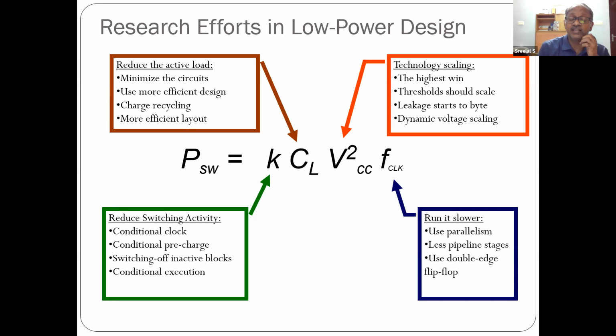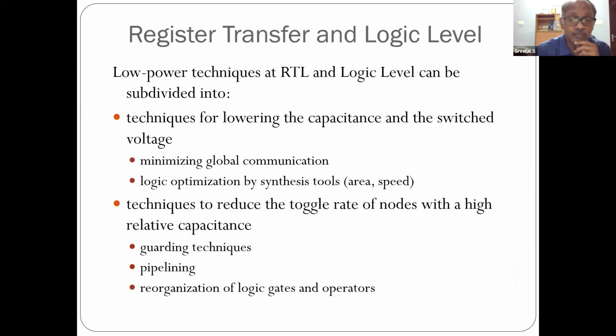Then dynamic voltage scaling is another step which can be used. Then FCLK, basically the clock frequency: run the chips at a lower pace, use parallelism, use pipeline stages, use double-edged flip-flops. That is basically to reduce FCLK. And to reduce the factor K, that is the switching activity factor, we can use conditional clock. So what do you mean by conditional clock? That is, only when the clock is required do we clock the chip. Then conditional pre-charge, switching off of inactive blocks. That is, when a block is inactive, we can switch off that block, and then conditional execution. These are some of the techniques which can be adopted in order to achieve low power dissipation.